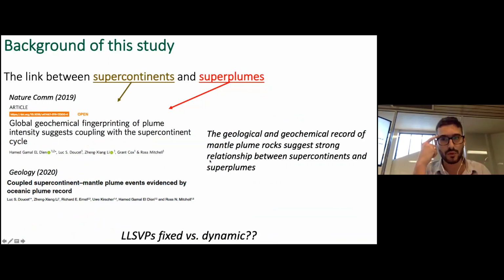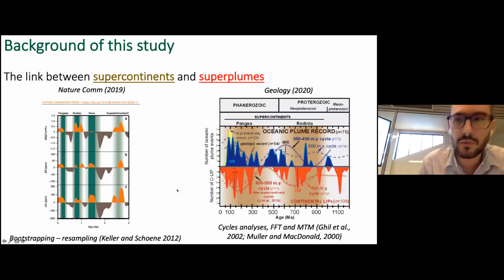We were also very busy in our group working on that subject. We had two papers last year, one in Nature Communications and one in Geology. Hamed Gamal Eldien, a PhD student in our group here, did an amazing job collecting all the available data on basalts throughout time. We did some bootstrapping and statistical modeling, and we showed there is a correlation between plume activity and the supercontinent cycles. In the paper published in Geology, we show that oceanic large igneous provinces for at least the last billion years are closely linked in terms of occurrence to the supercontinent cycles. These two papers demonstrate the geological and geochemical record of the mantle plume. They suggest a strong relationship between supercontinents and superplumes. So once again, we are moving towards something that predicts a close relationship between the supercontinent cycles and plume activity.